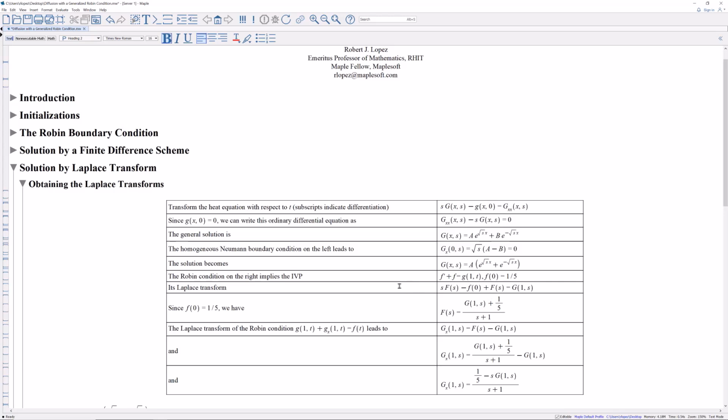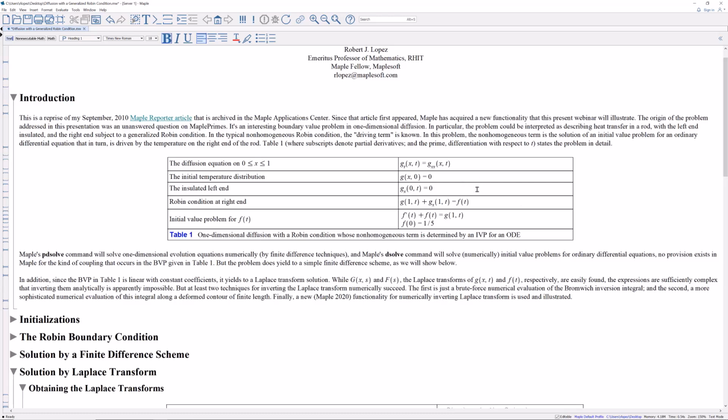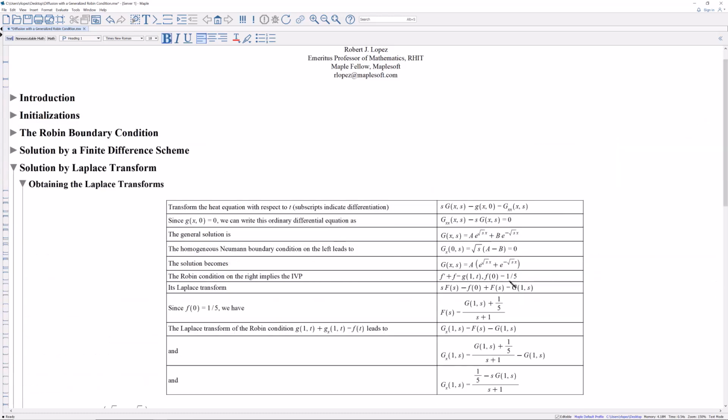So now we turn our attention to the equation for F. Now, if you recall from the introduction, the initial value problem for F looks like this. It's F prime plus F equals G. That's the coupling that takes place in the Robin boundary condition. So I've just repeated that here. And then I take its Laplace transform. That's a function of t, so I take it with respect to t. So this is the derivative term, f at 0. And then this comes from here. And this comes from here.